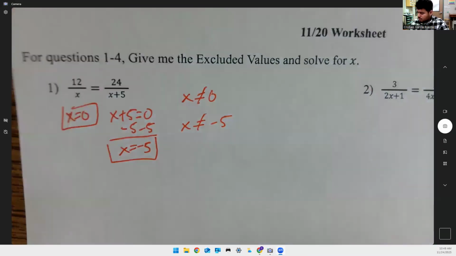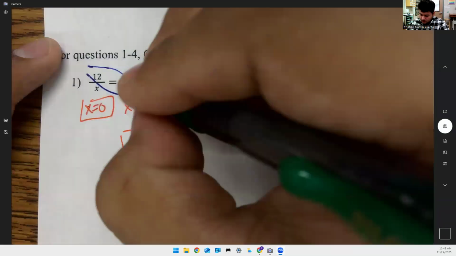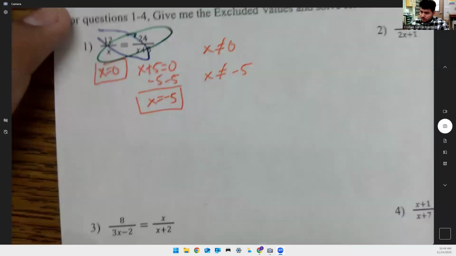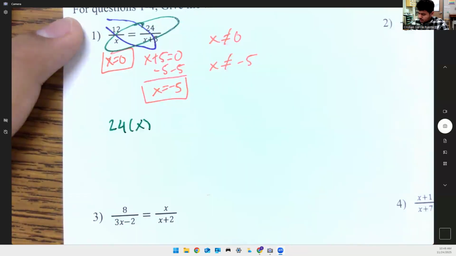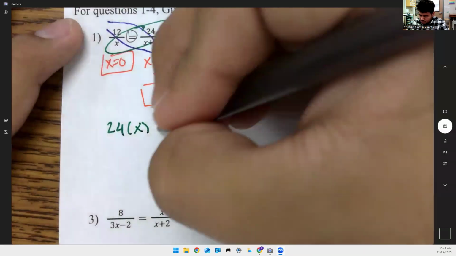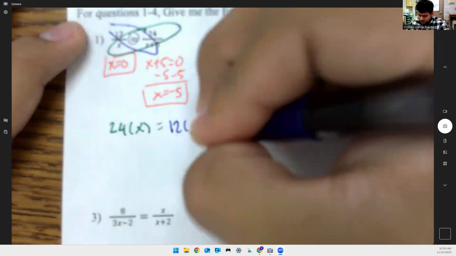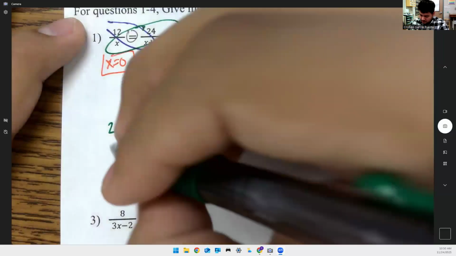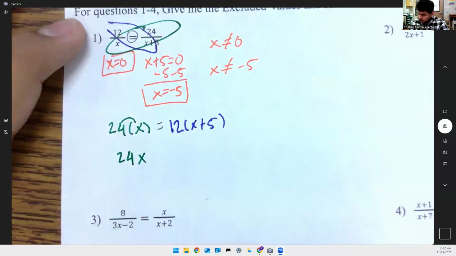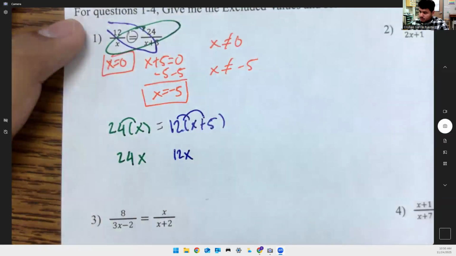And now you cross multiply. So you have 12 and x plus 5, and then x and 24. So what circles in my green circle? It's 24 and x, so 24x. And then your symbol in between is an equal, and then what circles in my blue circle? It's 12 and x plus 5, so write that down. So now just distribute. So 24 times x is just 24x. 12 times x is 12x. 12 times +5 is equal to 60.